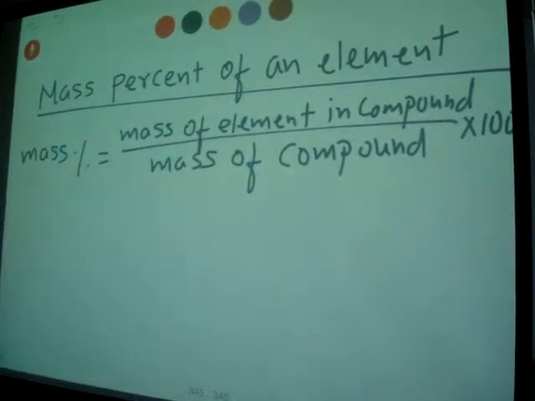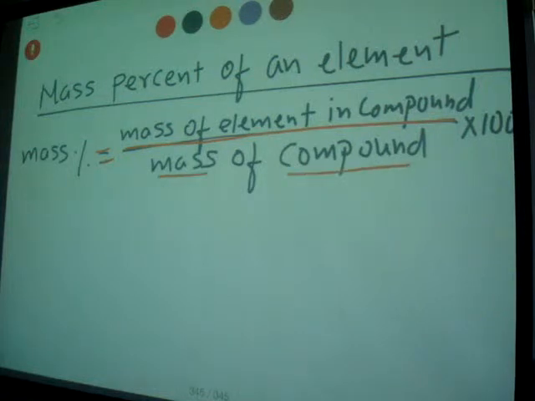So we are calculating mass percent of an element in a compound. So what's the formula? Mass percent of that particular element is mass of that element in a compound divided by mass of compound and times 100. So I'm going to give you an example.